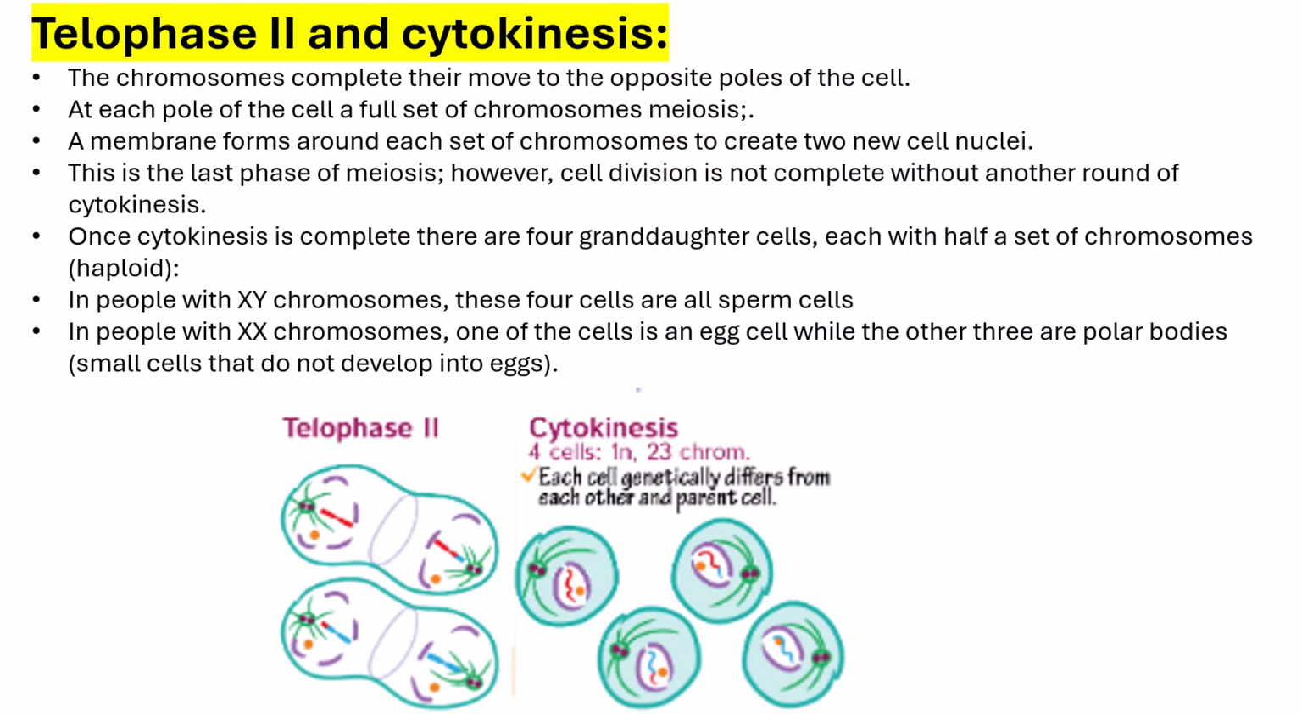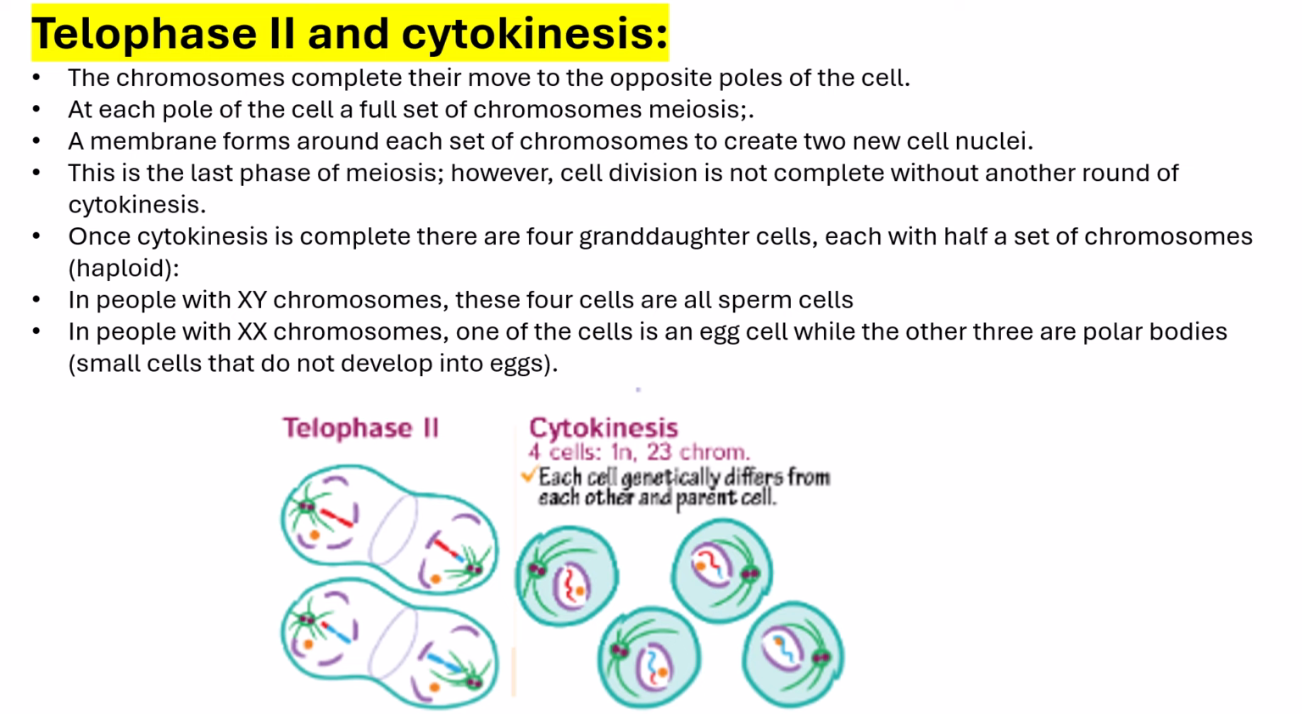Okay, now telophase II and cytokinesis. The chromosomes complete their move to opposite poles of the cell. At each pole of the cell is a full set of chromosomes, right? So a membrane forms around each set of chromosomes to create two cell nuclei. As you can see, there's going to be a membrane. This blue line is a membrane in telophase II, right? Now slowly they're going to start pinching and they're going to separate. This is the last phase of meiosis.